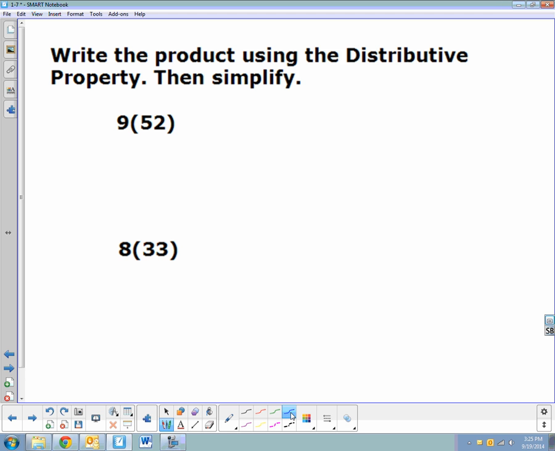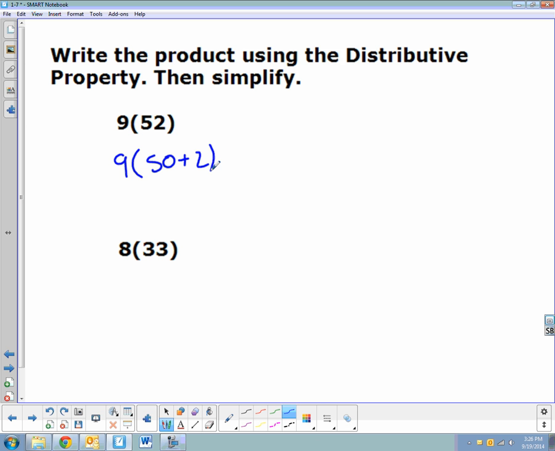It doesn't want you to evaluate 9 times 52 and get a number. That's not what they want. What we want you to do is think about this in a mental math sort of way. How to do 9 times 52 without writing it down. And what that's going to break down to is 9 times 50 plus 2.